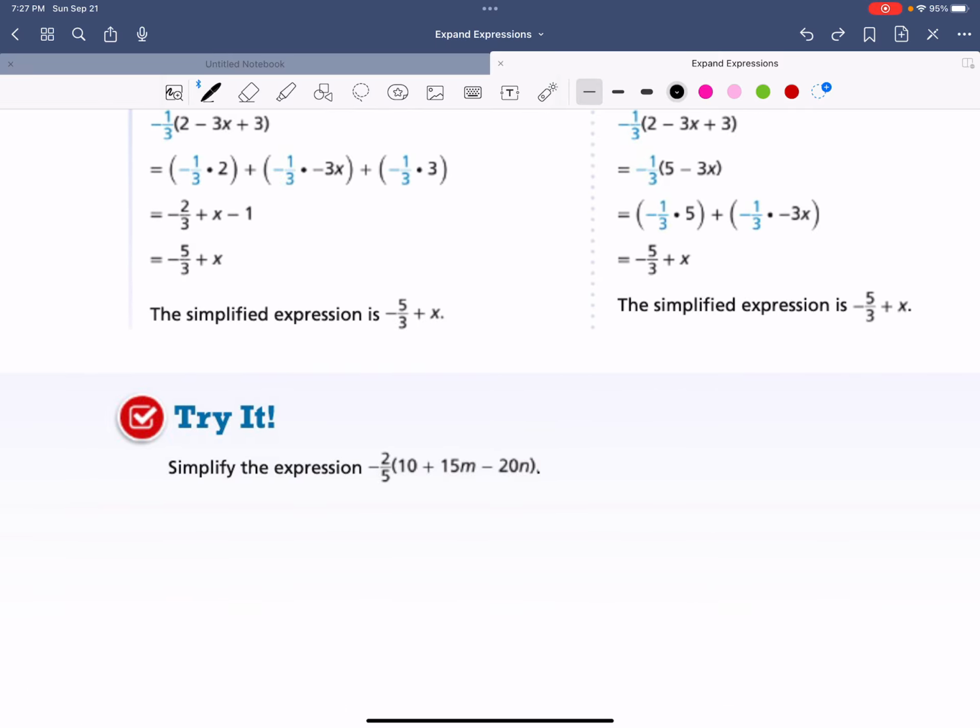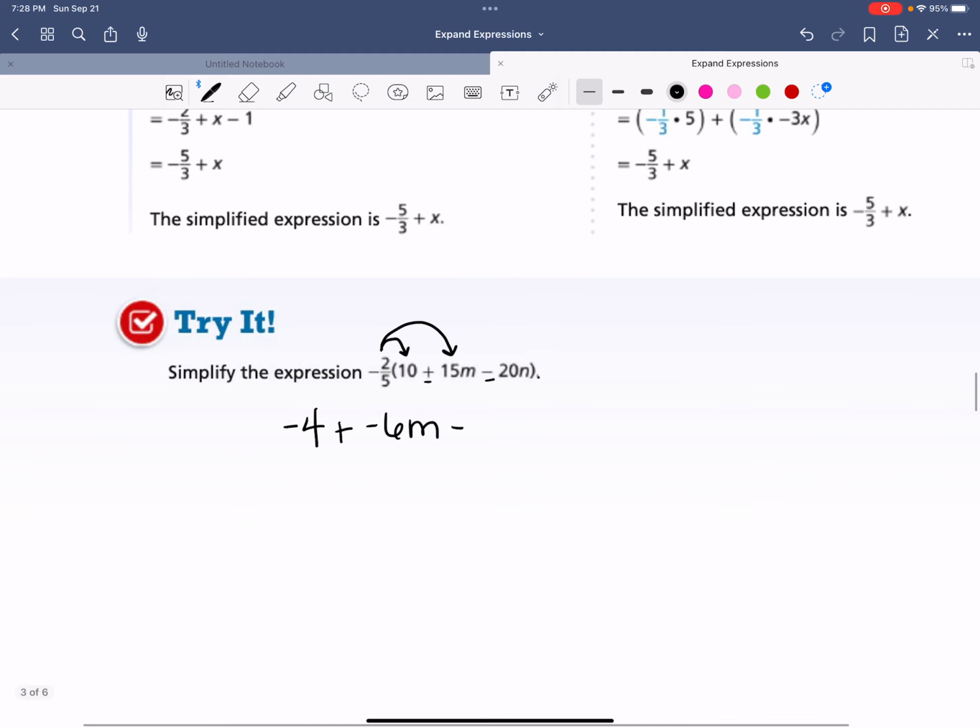Alrighty, and now let's look at number 3. So we can do this with fractions. In class, I have been letting you use calculators, Desmos. We will be doing that. But negative 2/5 times 10 ends up giving you negative 4 if you were to put that into Desmos. Keep the plus sign that's already there. Then I do negative 2/5 times 15m. That gives me negative 6m. Keep the minus sign that's there.